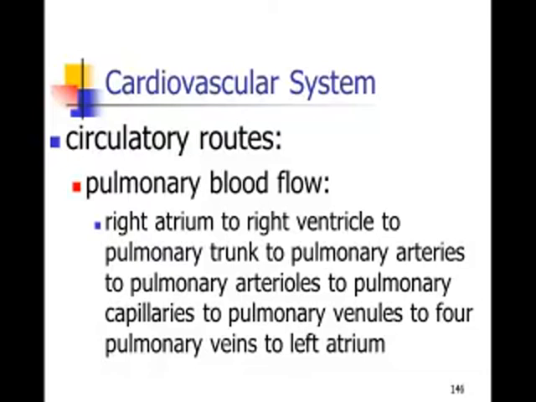We have the right atrium going to the right ventricle, and doing that it goes over the tricuspid valve into the pulmonary trunk. To get to the pulmonary trunk, it has to go over the pulmonary semilunar valve, out into the pulmonary arteries, then pulmonary arterioles to the pulmonary capillaries. Pulmonary capillaries, as we'll see in the respiratory lecture, are pressed right up against the walls of the alveoli. Then from there to the pulmonary venules, to the four pulmonary veins, and back to the left atrium.